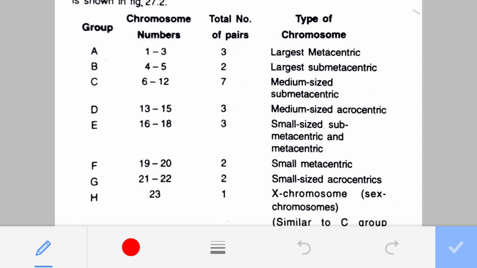So we have divided the 23 pairs of chromosome like this. For example, group A. So in group A, chromosome number 1 to 3 and total pairs 3. So pair number 1, 2 and 3. Okay, so these 3 pairs are the largest metacentric.